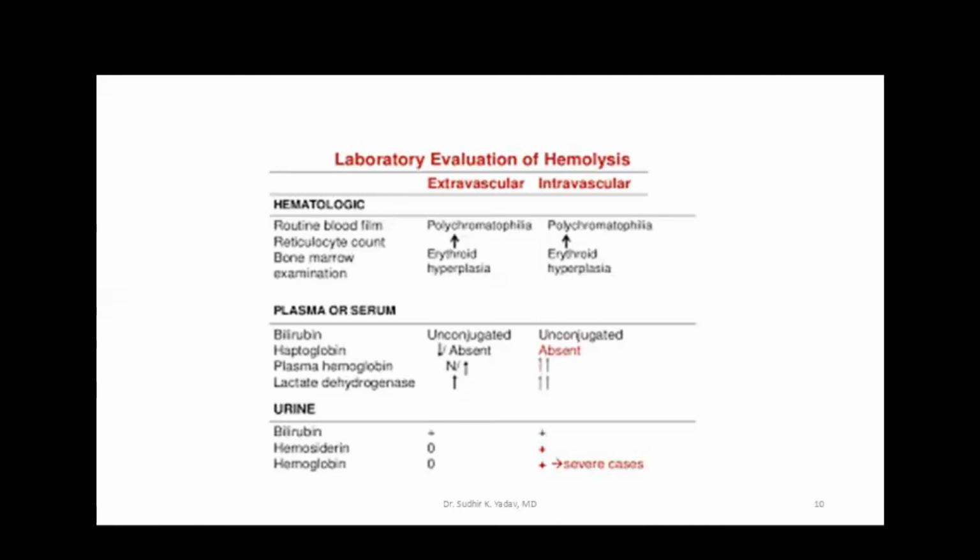This is the general feature. Next day we will take the inherited causes of hemolytic anemia, where we have already discussed hemoglobinopathy. So our basic focus will be on enzymopathies and the membrane cytoskeletal defect.